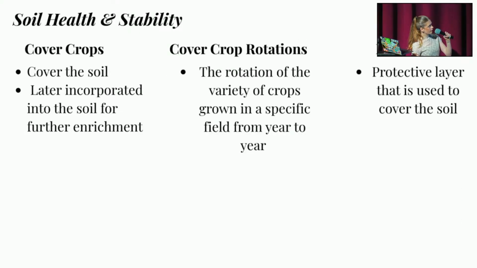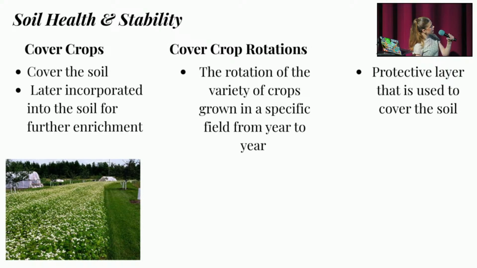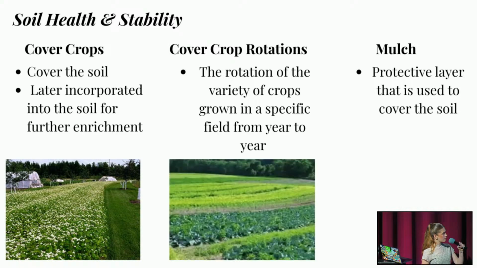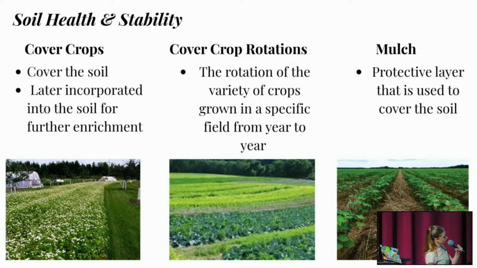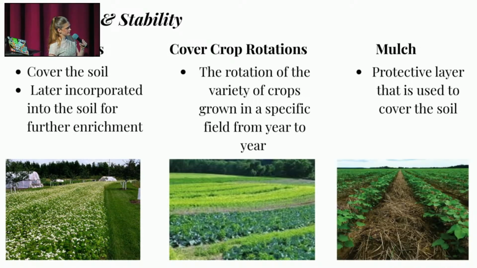In terms of soil health and stability, there was cover crops, which are crops that cover the soil, such as grasses and sometimes just weeds, like these are just clovers, but they're later incorporated into the soil for further enrichment. Cover crop rotations are like rotating the variety of a crop grown in a specific field to another one from year to year. So both of these methods are trying to increase the variety of matter that's in the fields. And finally, mulch, which is a protective layer used to cover the soil.